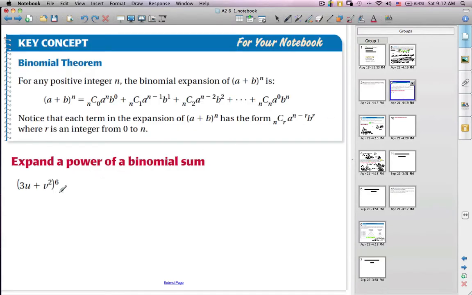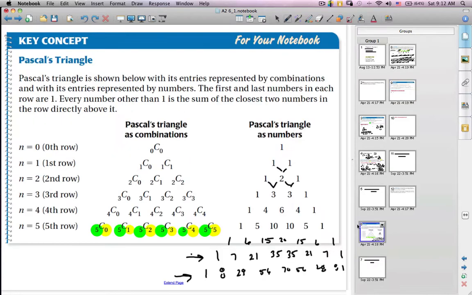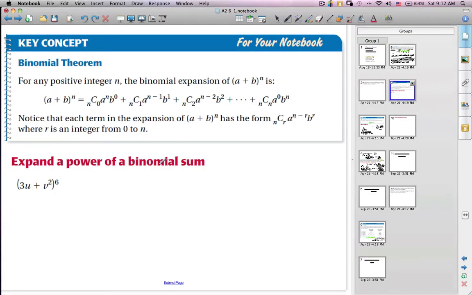If I want to go ahead and do this, this is to the 6th power. So I'm going to go back to Pascal's triangle and get the 6th level. That was this level here. So 1, 6, 15, 20, 15, 6, and 1. I'm going to put down 1, 6, 15, 20, and then they go back down the other side with the same numbers, 6 and 1.